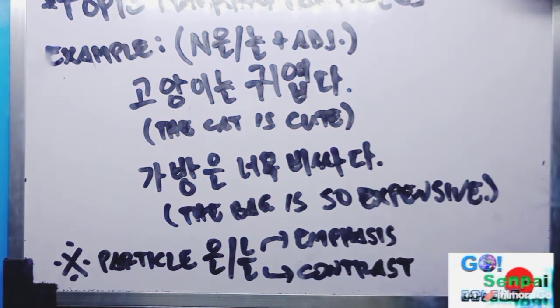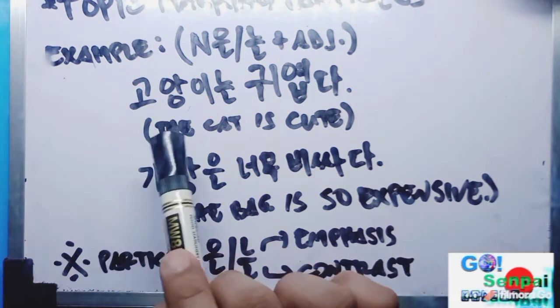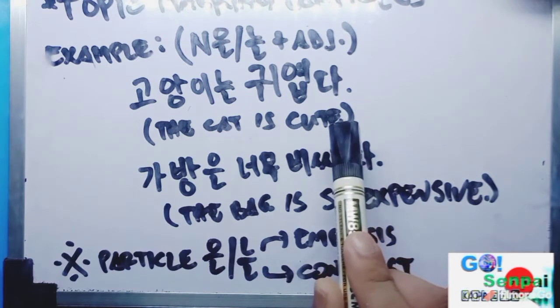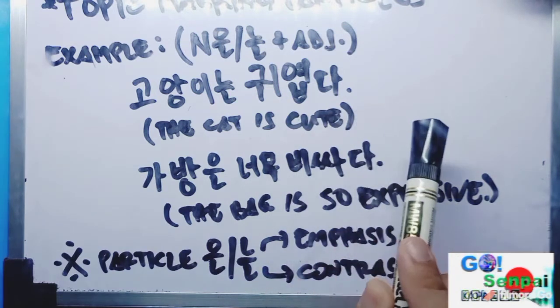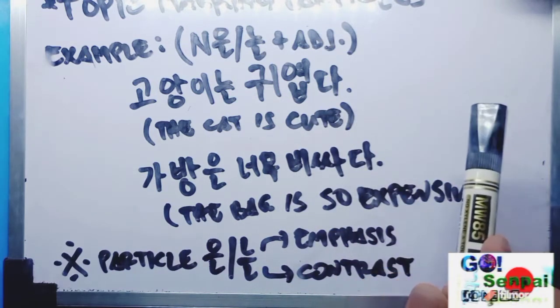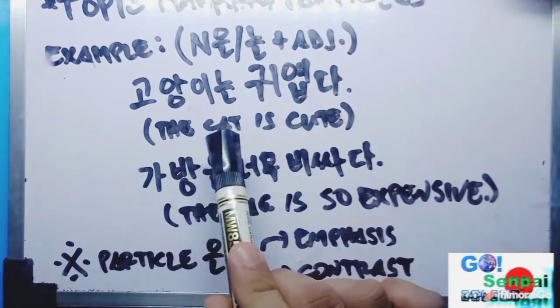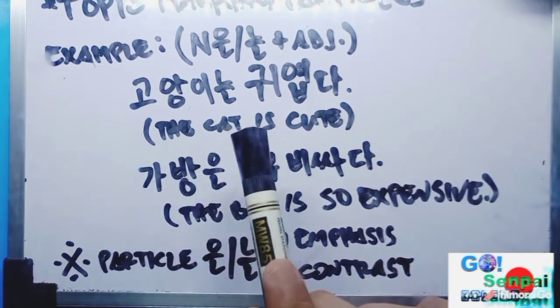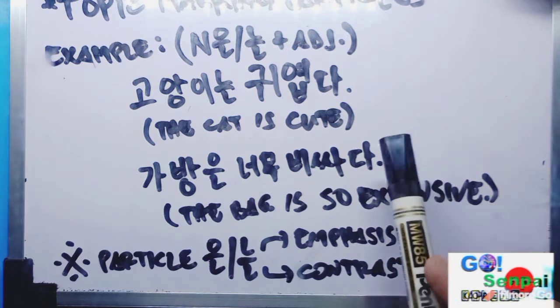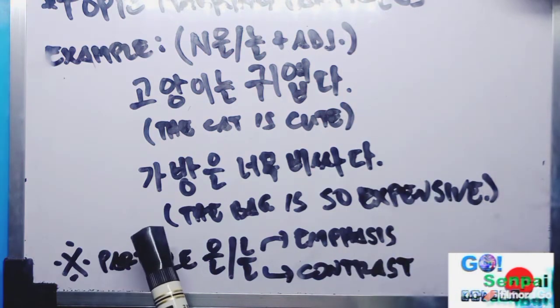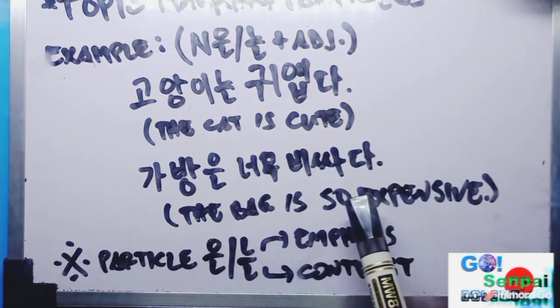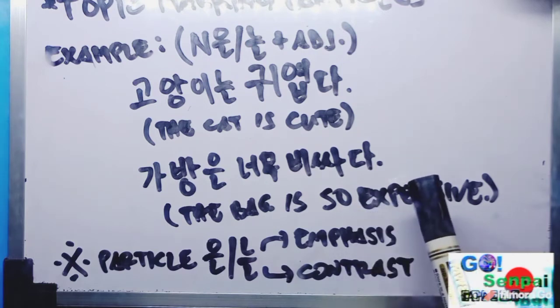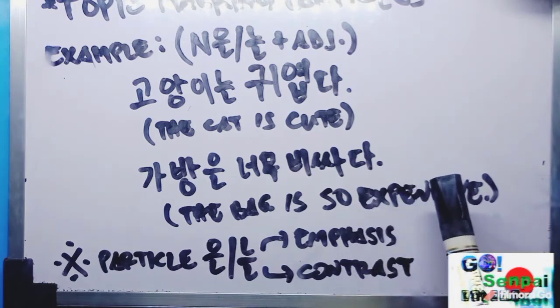So here in our example, 고양이는 귀엽다. Maybe there are other cats that are not cute. In short, you are giving emphasis to that cat which is cute. In our second example, we have 가방은 너무 비싸다. So maybe there are other bags which are cheap. Let's proceed now to the subject marking particles.